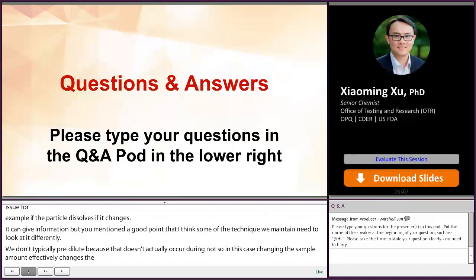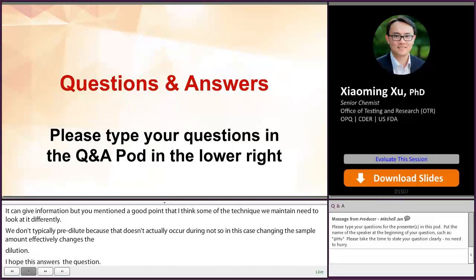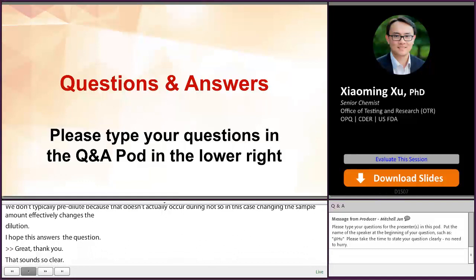Great, thank you, and that sounds so clear. So we have another question for you. Regarding an API that will be dissolved in the final formulation, what is FDA's expectation on PSD limits for that API?